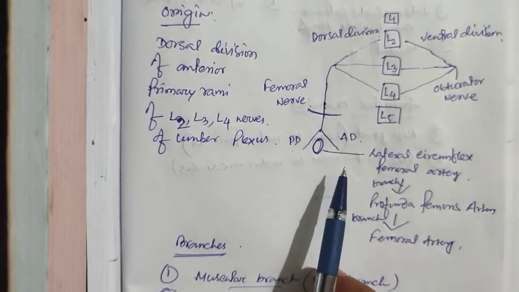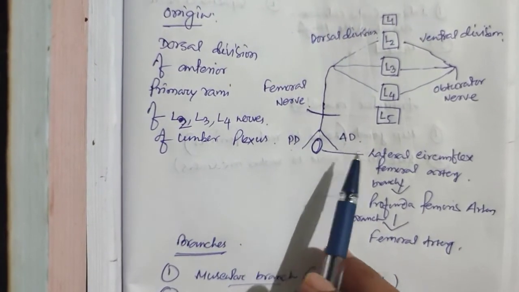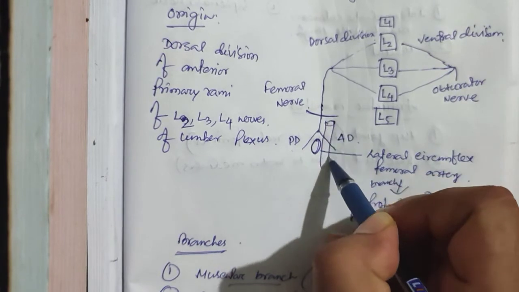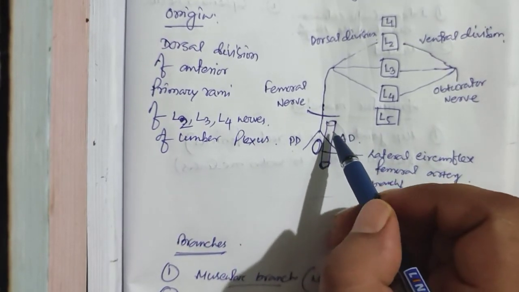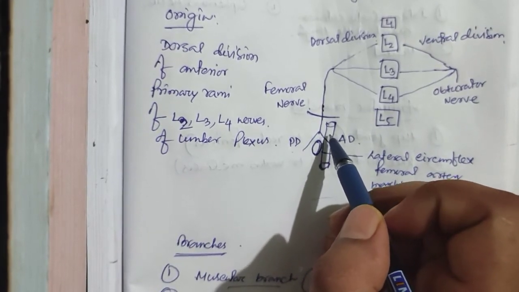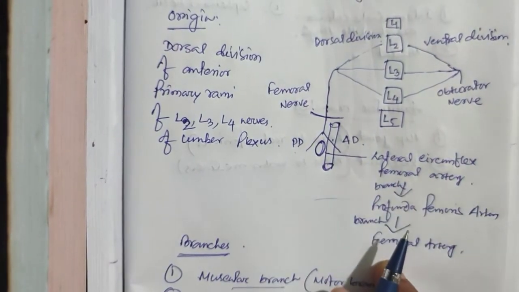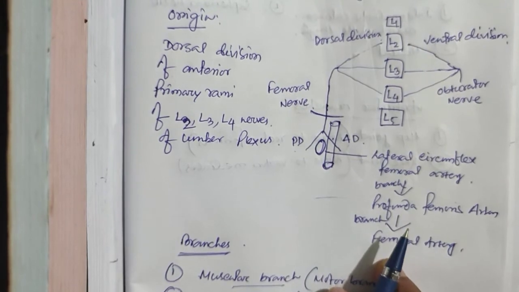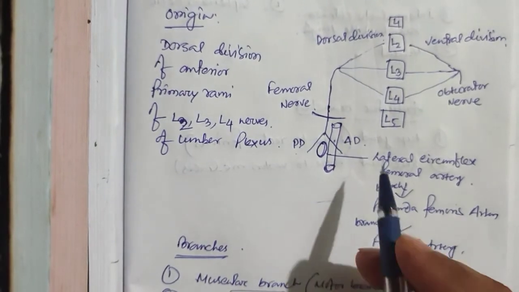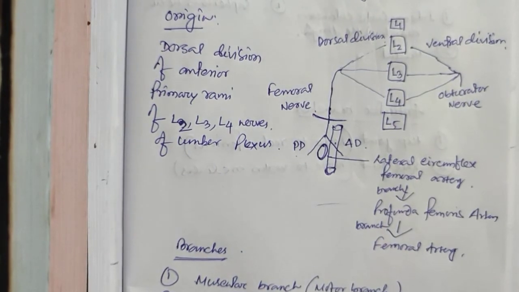And here in the femoral triangle, it is situated lateral to the femoral artery. Like this way, in the femoral triangle, the femoral artery is situated. So in the femoral triangle, the femoral nerve is situated lateral to the femoral artery. And it lies outside the femoral sheath and gives the articular branch for the hip joint and the knee joint.